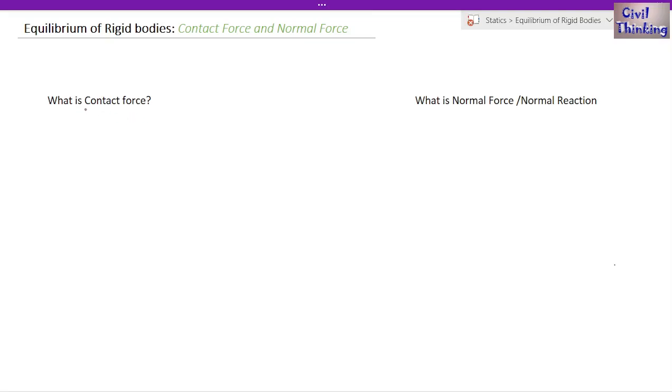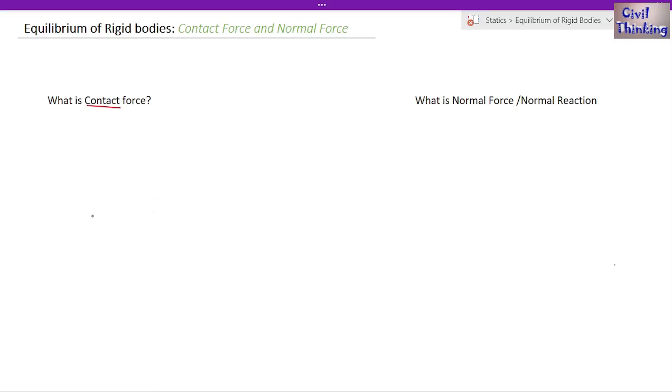Now let us see what a contact force is. You know this word contact: it means when two bodies come in contact, they touch each other. That means they come into contact, right?